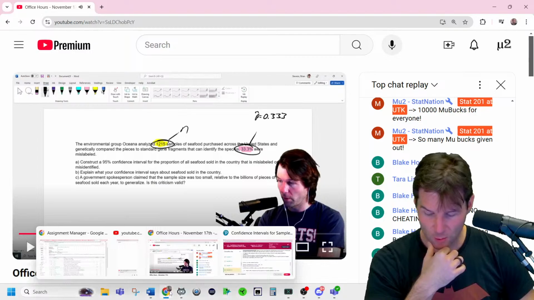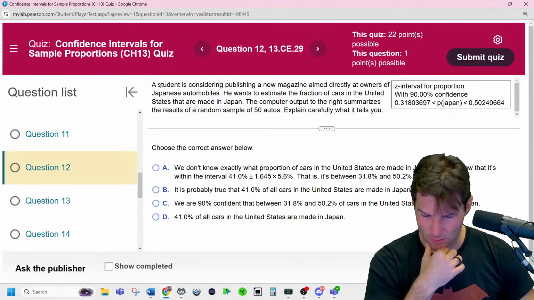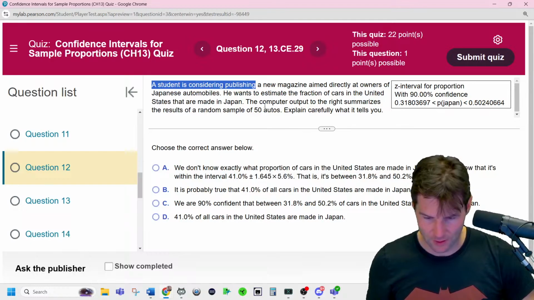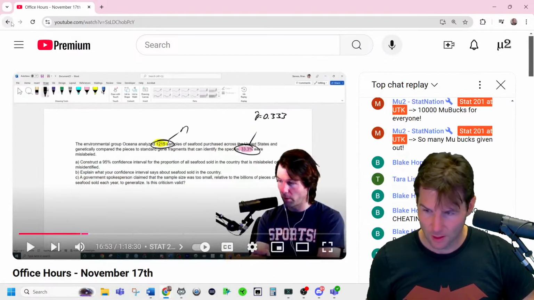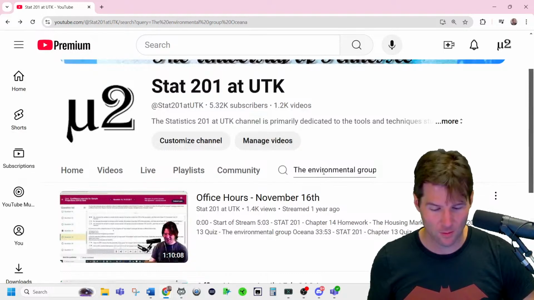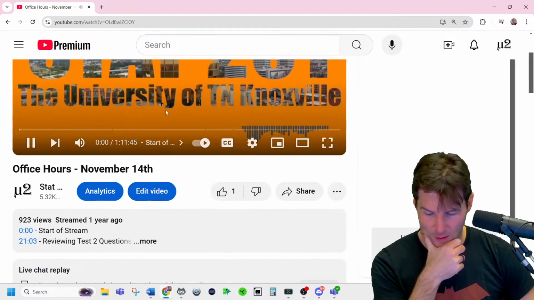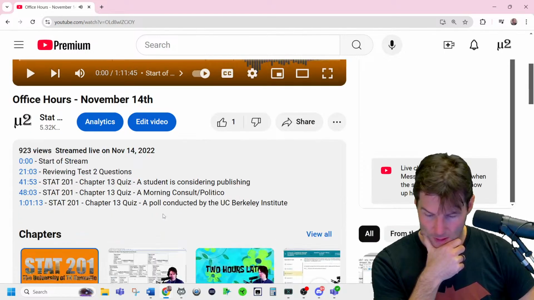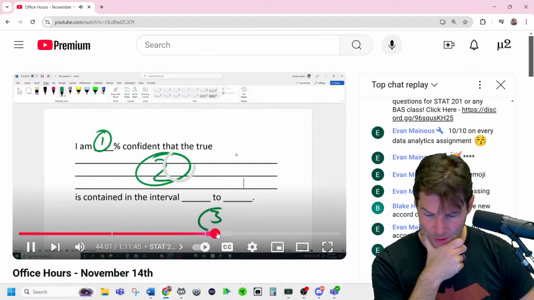But pretty much any question you can find, if you go in here, you just go to the first few words of it. Here we go. A student publishing a new magazine about Japanese automobiles. Might have this one. The longer the question, the more likely I am to have covered it, because those are the harder ones. And we might have found it right here. And a student, there you go. Here it is right here. Here is the question, a student publishing.